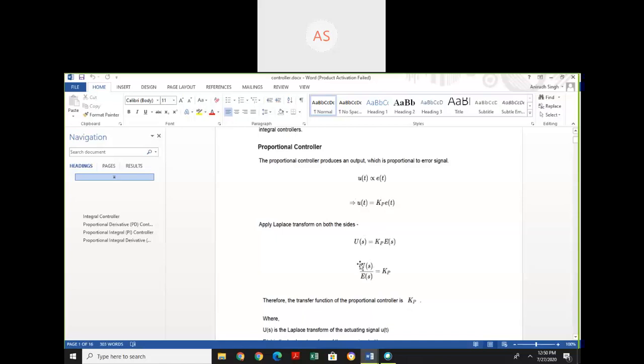This is the transfer function of controller because this is the output of controller and this is the input to the controller. Output divided by input is equal to Kp. So this Kp is the transfer function of controller in proportional controller.